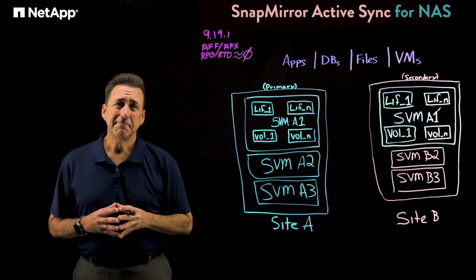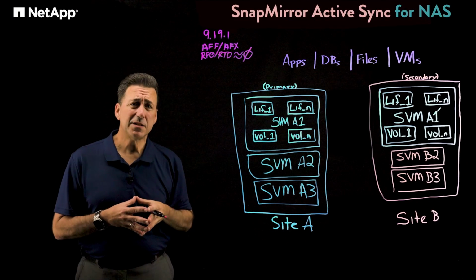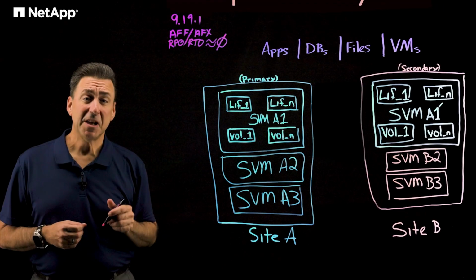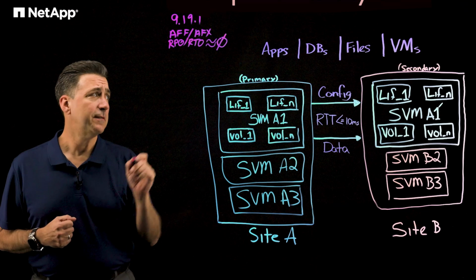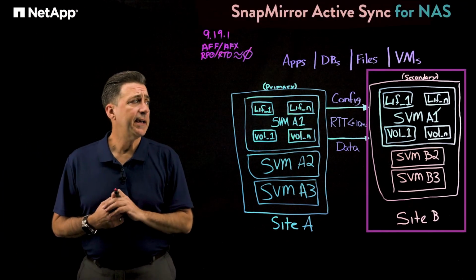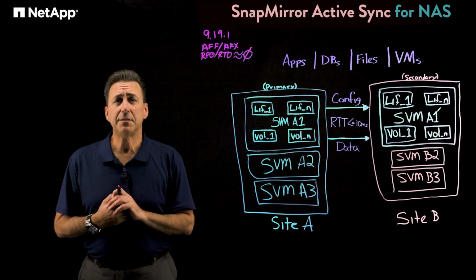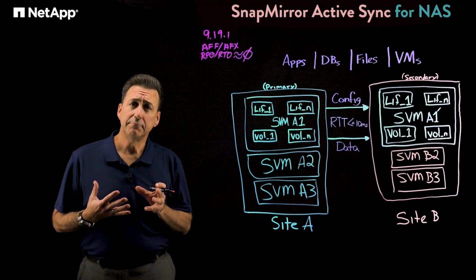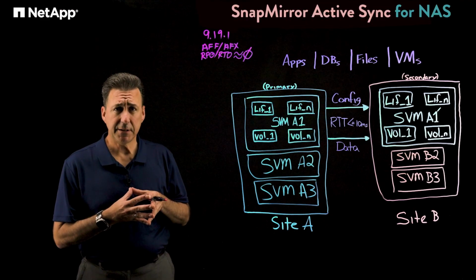In essence, we're protecting NAS services as a logical environment. To do so, we're going to replicate both config and data from primary to secondary. Now, the secondary SVM, or storage virtual machine, SVM-A prime, happens to be a dormant SVM, meaning it's read-only, but it can be read via a cross SVM flex clone.